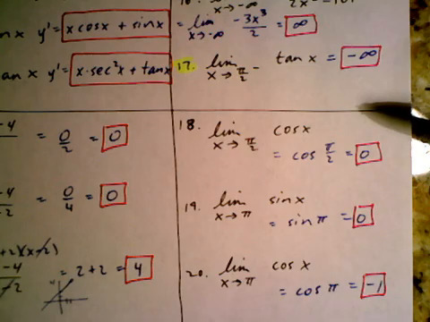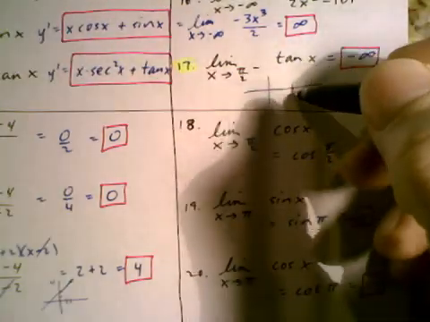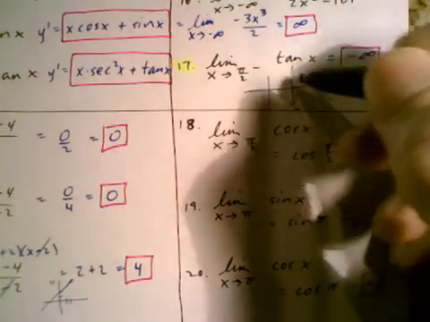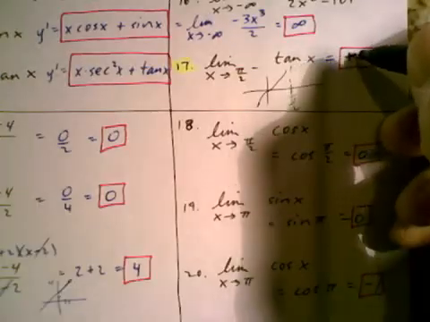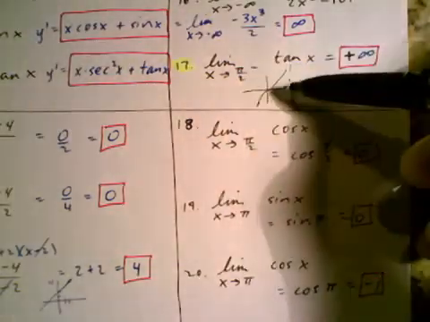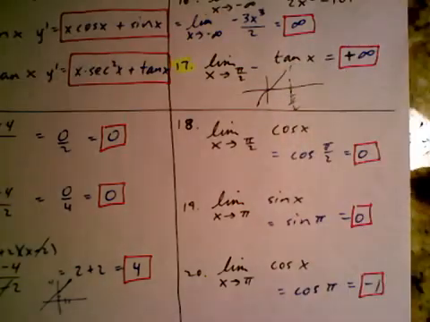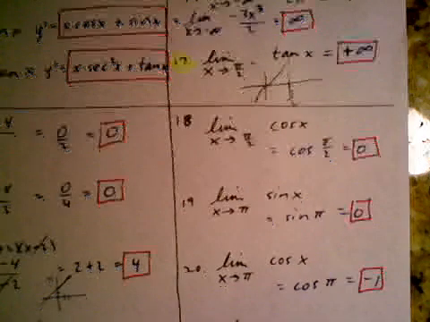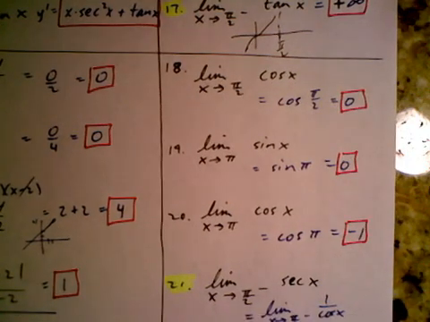No, did I make a mistake on this one? I think I did. So pi over 2 is right there. There's an asymptote, and it actually goes up to positive infinity. So let me correct that right now. It goes to positive infinity. So when you approach pi over 2 from the left, the graph of the tangent goes up to positive infinity. So anyway, there you go. Maybe you caught me on that before I caught myself. 18 through 21.